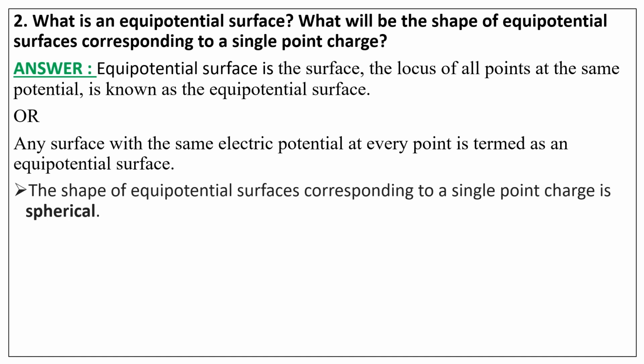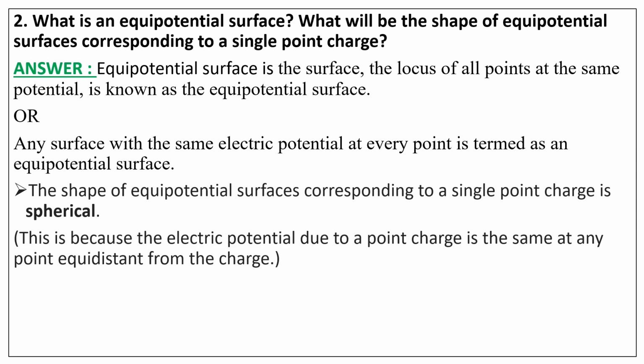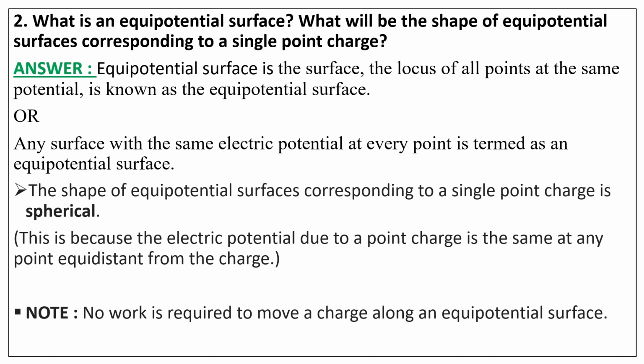The shape of equipotential surfaces corresponding to a single point charge is spherical. This is because the electric potential due to a point charge is the same at any point equidistant from the charge. Note: no work is required to move a charge along an equipotential surface.